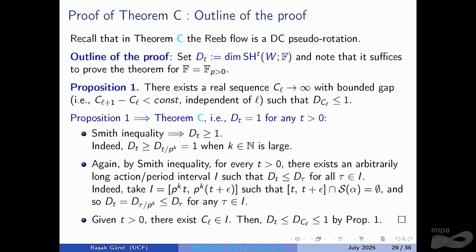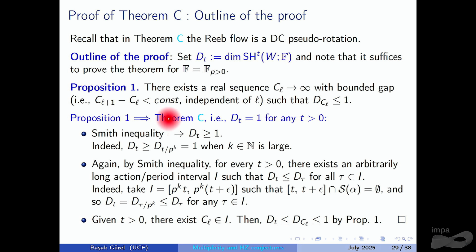So now, the outline of the proof with this in mind. This is the main object. I'm trying to show that this is 1, and I'll do this over positive characteristic, and then it will all extend to Q.